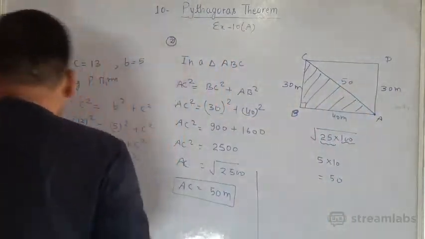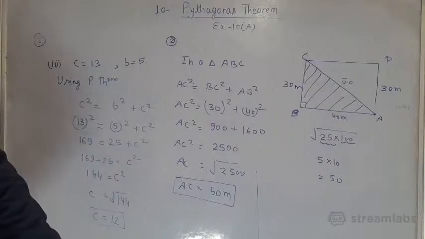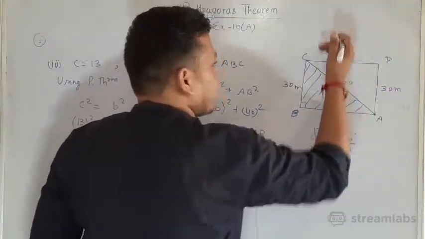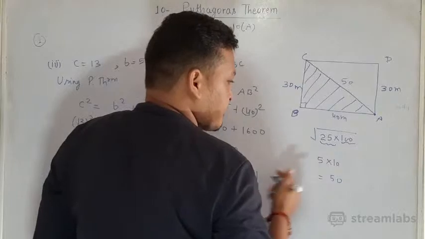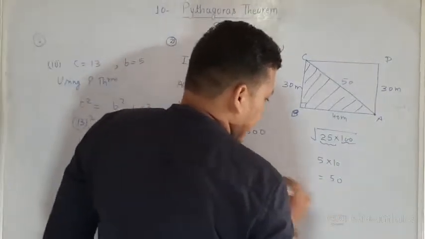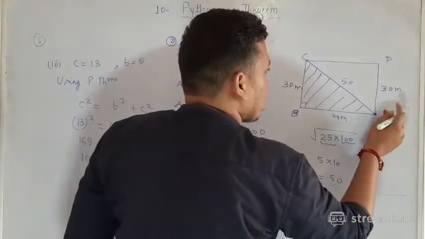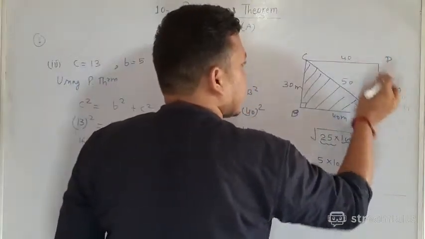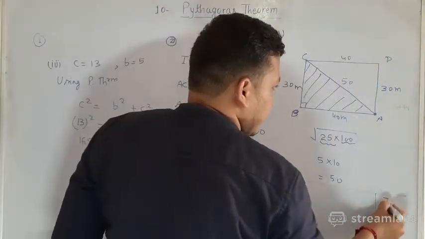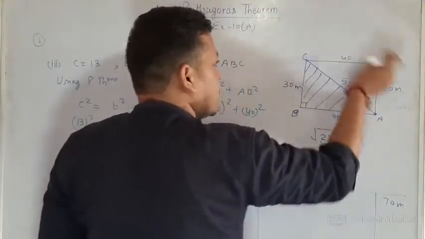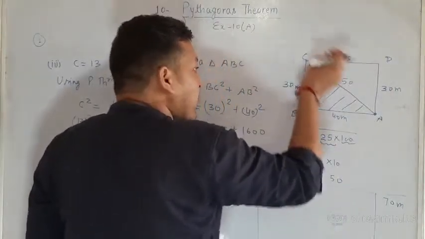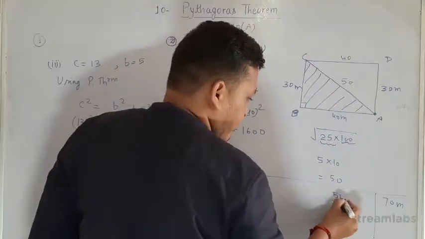But what is the question here? How much distance is saved by walking diagonally across the field? अगर diagonal से जाता है तो यहाँ से जाने की बजाय कितनी length कम हो जाएगी? If he wants to go this way, what is the distance covered by him? 30 plus 40, it means 70 meter across the sides. But if he went diagonally, the distance covered by him is 50 meter.